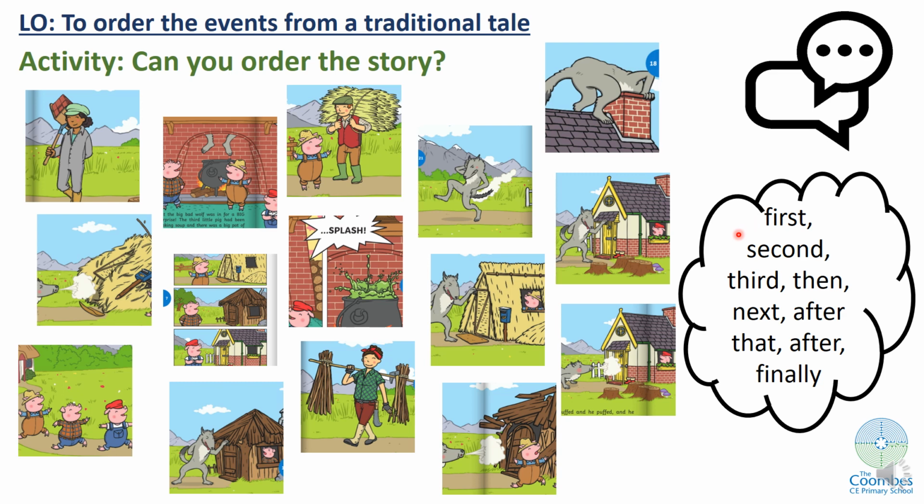So you've got first, second, third, then, next, after that, after, and finally. So you're going to talk through the pictures and say which ones come in which order. So for example, you might say, first, the little pigs left home to build their own houses. Second, and talk about what happens next in the story. So when you are ready, off you go. If you do have the printout version, then listen to the next slide.